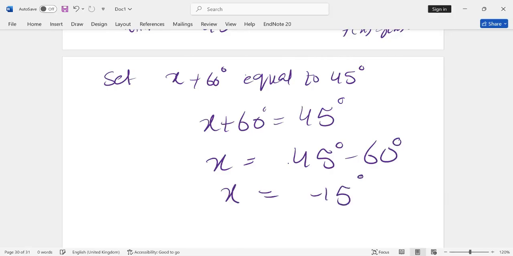All right, so we say that minus 15 degrees belongs to minus 45 degrees to 0 degrees. Okay? So this is the required thing that we need to find out in this question 6.5. Okay? So let's move to question number 6.6.